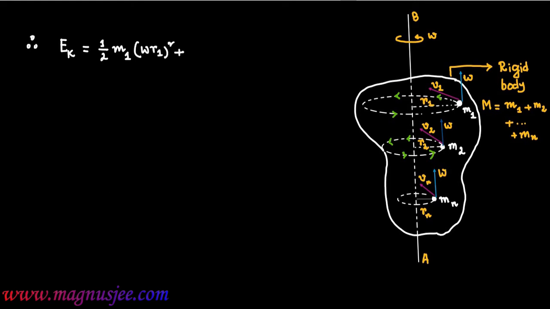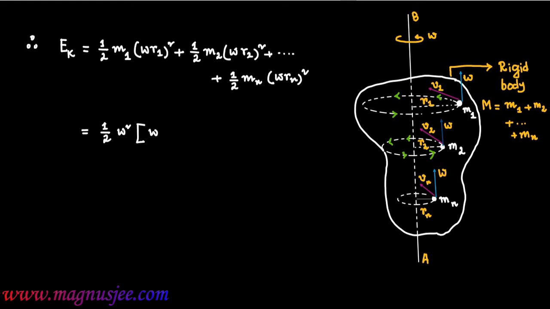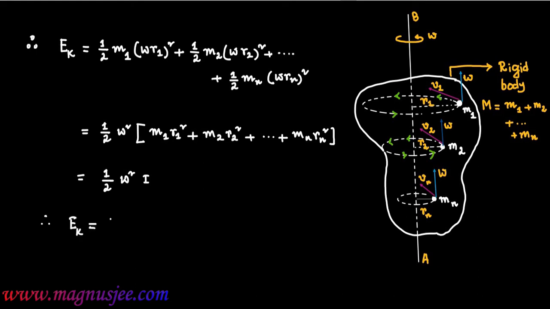Therefore, Ek equals half m1 omega r1 whole square. Putting the expressions of v1, v2, vn, we get half m1 (omega r1) whole square, plus half m2 (omega r2) whole square, plus and so on, plus half mn (omega rn) whole square. Now, omega square is taken common, so we get 1 by 2 omega square times the bracket m1 r1 square plus m2 r2 square plus and so on, plus mn rn square. Therefore, Ek equals 1 by 2 I omega square.